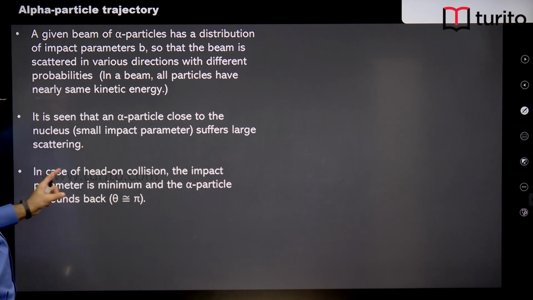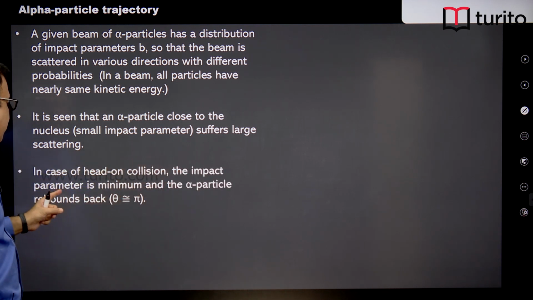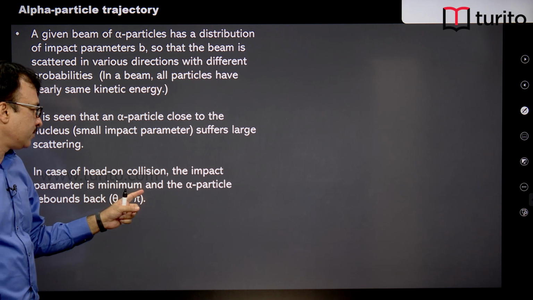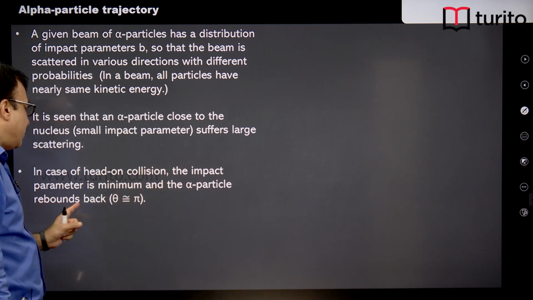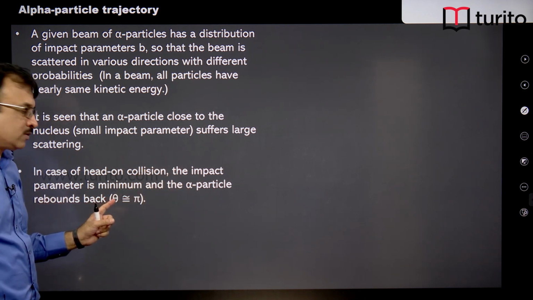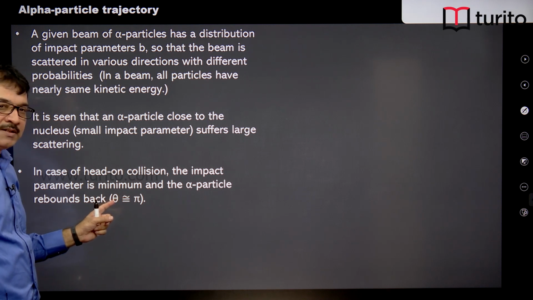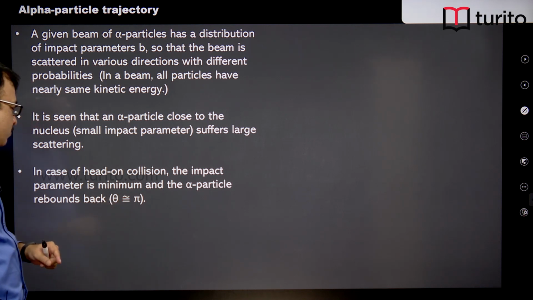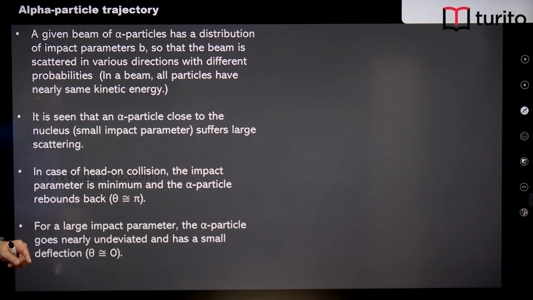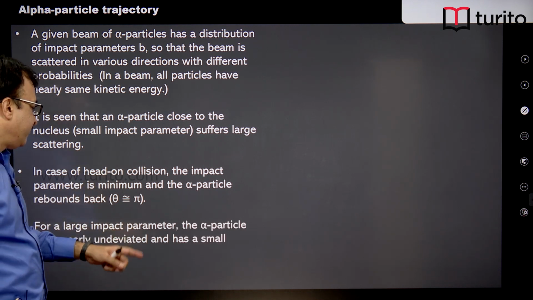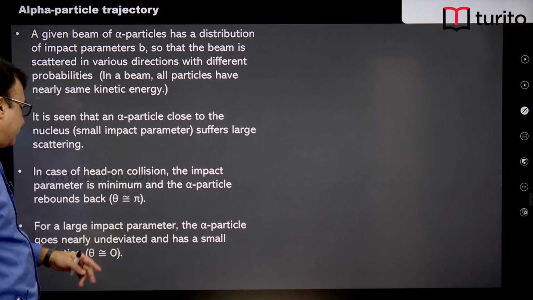scattering. In case of head-on collision, the impact parameter is minimum, that is close to 0, and the alpha particle rebounds or returns or retraces its path. For this, the scattering angle is approximately equal to pi. And for large impact parameters, the alpha particle goes nearly undeviated and has a small deflection.